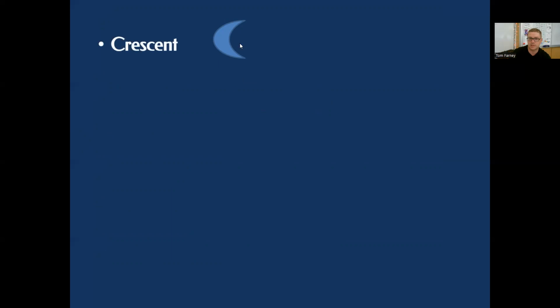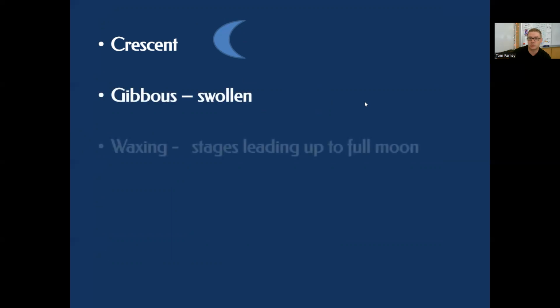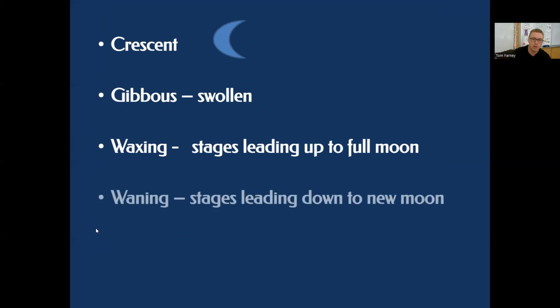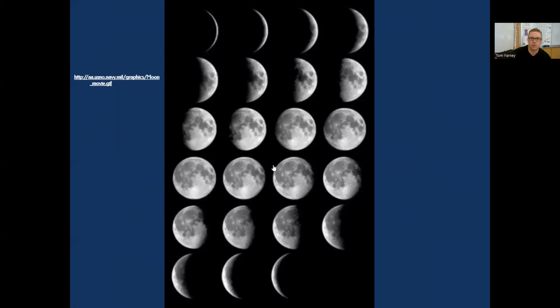We have the different shapes. Like I said, we have crescents. Gibbous is a word that means swollen. Again, we covered this on the last slide. Waxing, these are the stages leading up to the full moon, and then waning are the stages leading down to a new moon. So crescent shapes, and then gibbous is our swollen shapes.